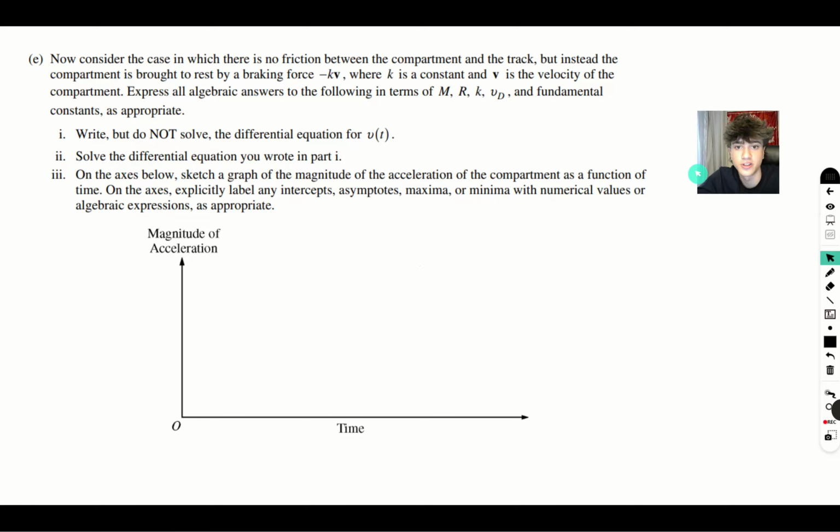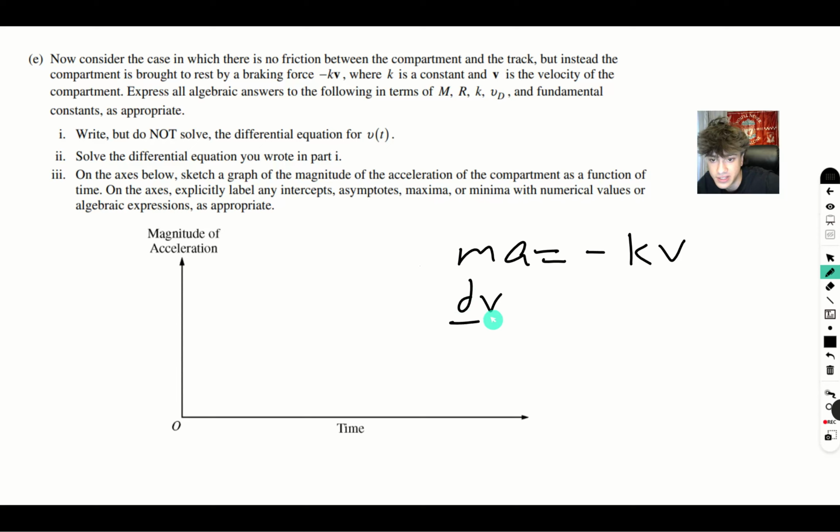Now consider the case that there is no friction between the compartment and the track, but instead the compartment is brought to rest by a braking force negative kv, where k is a constant and v is a velocity. Express all algebraic answers to the following in terms of m, r, k, v, d, and fundamental constants. It asks us to write but do not solve a differential equation for velocity. So we have that ma is equal to negative kv, and we know that a is simply dv/dt, so dv/dt is going to be equal to negative kv over m. So there you have that.